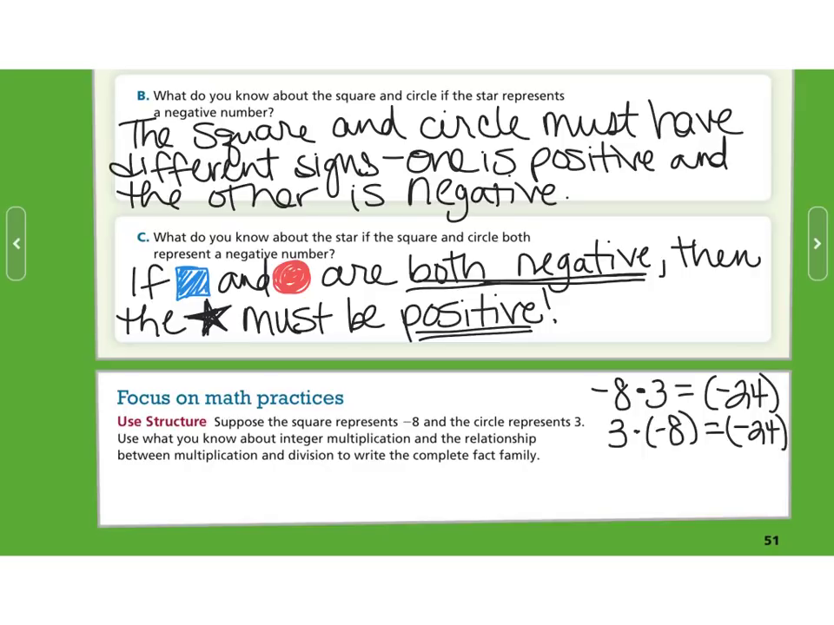Hopefully you were able to make the two multiplication equations without a whole lot of difficulty. Now pause the video and see if you can do the division parts of that fact family. By using the idea of a fact family, you can easily see how those three integers are related to each other through multiplication and division. We're going to use this idea as we explore dividing integers throughout this lesson.